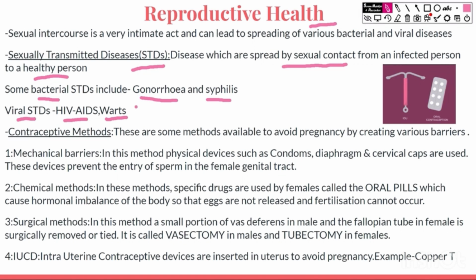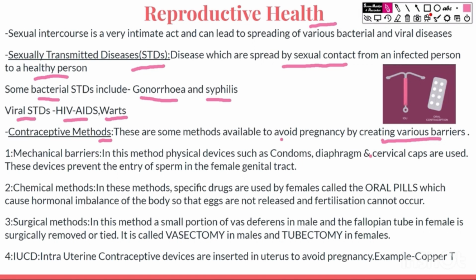Now, to protect against these diseases and to prevent unwanted pregnancy, we have some contraceptive methods. These contraceptive methods are available to avoid pregnancy by creating barriers. We know that for pregnancy to occur, we need the fusion of the male and female gamete. But if there is a barrier between the male and female gamete, then fertilization is not possible and pregnancy can be prevented. So we have 4 different types of contraceptive methods, starting with the mechanical barriers.